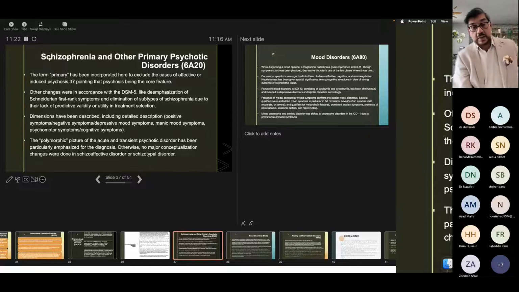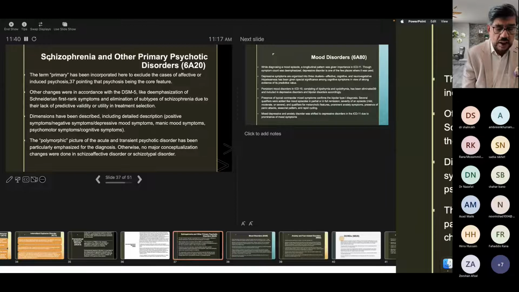So the various domains are adding up in schizophrenia diagnosis. The polymorphic picture of the acute and transient psychotic disorder has been particularly emphasized for the diagnosis. Otherwise, no major conceptualization changes were done in schizoaffective disorder or a schizotypal disorder.